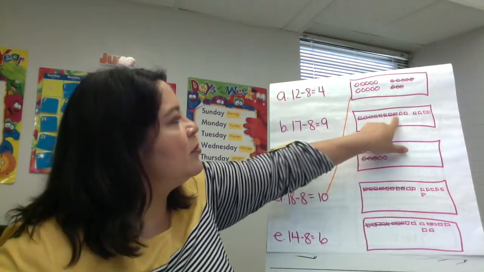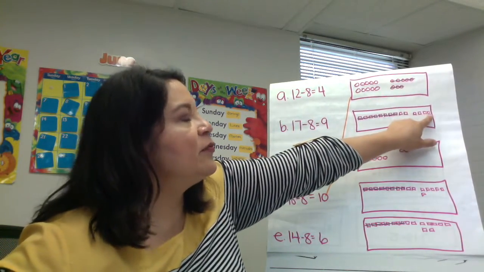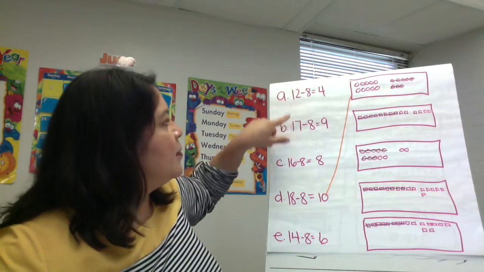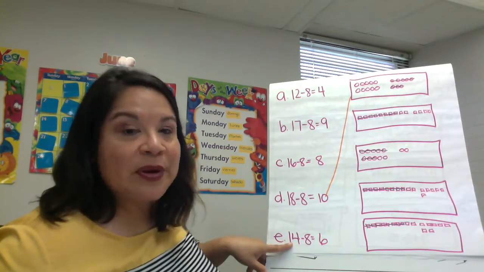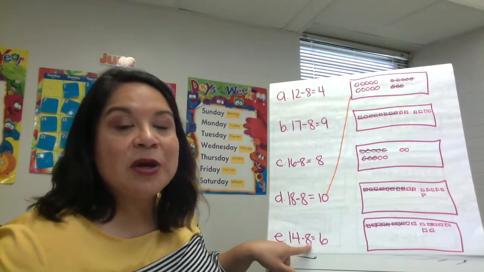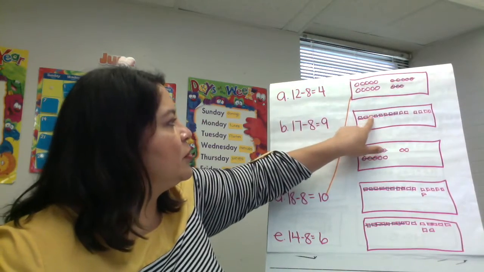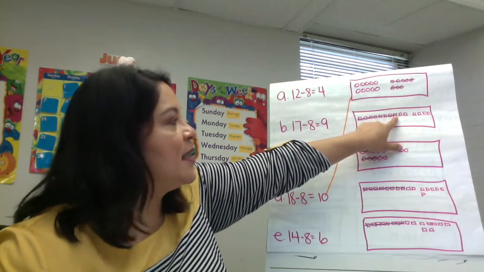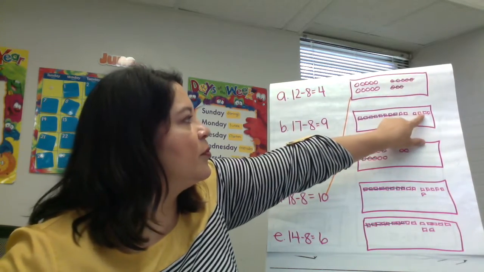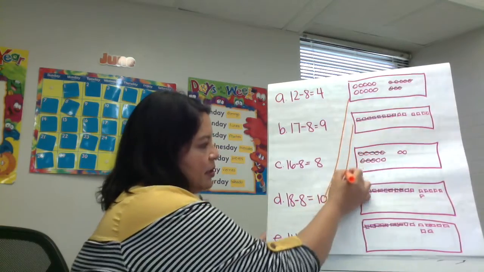So here we know this is a group of 10, and then it's 11, 12, 13, 14. So which one has a total of 14? This one, right? Now let's check. Did they subtract 8 and was the answer 6? Let's see. 1, 2, 3, 4, 5, 6, 7, 8. Yes. Was the answer 6? 1, 2, 3, 4, 5, 6. Yes. So we're going to go ahead and match it here.